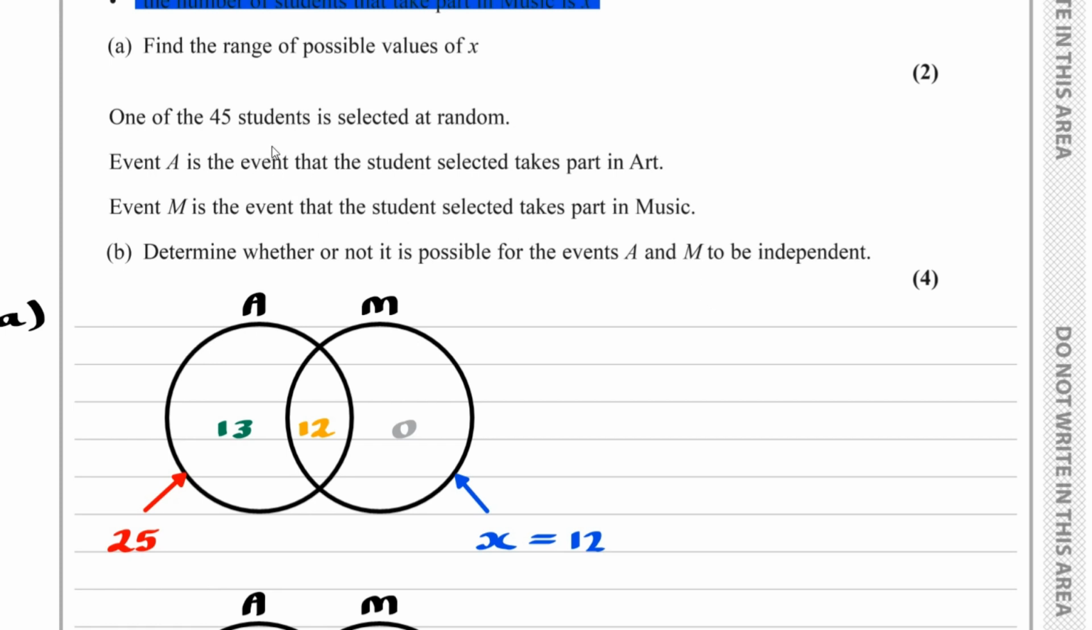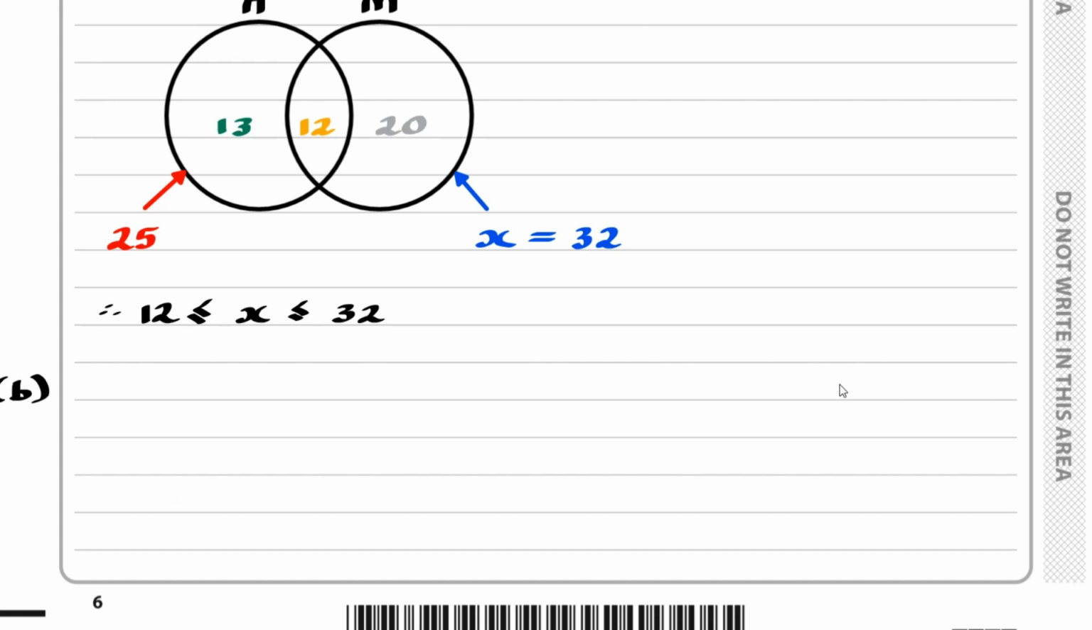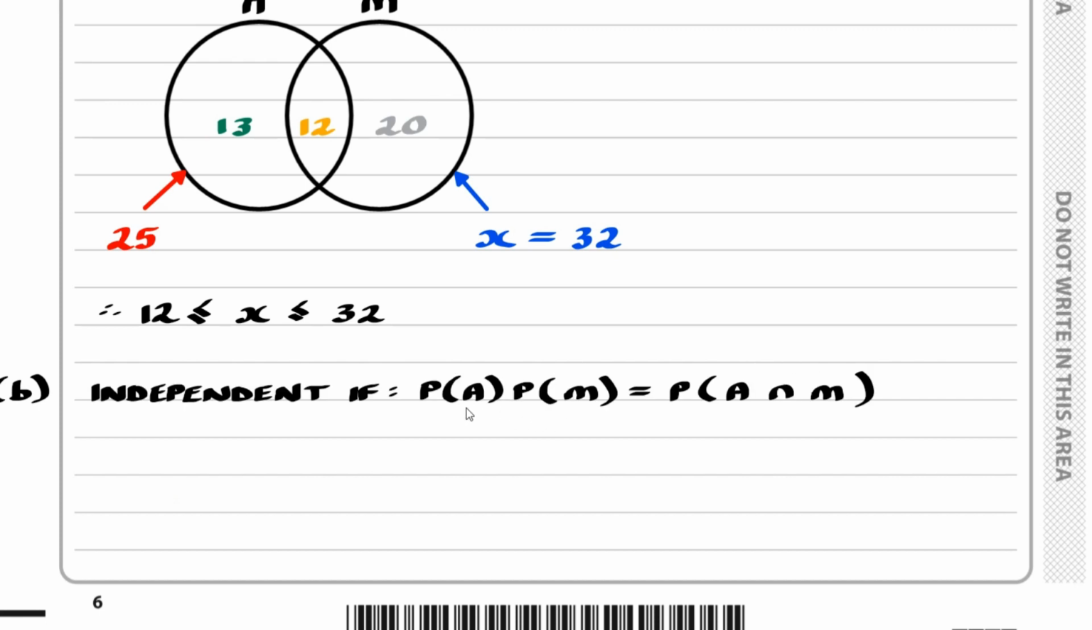One of the 45 students is selected at random. Event A is the event that the student selected takes part in art. Event M is the event that the student selected takes part in music. We have to determine whether or not it is possible for the events A and M to be independent. For part B, we have independence if the probability of A multiplied by the probability of M is equal to the probability of A and M.